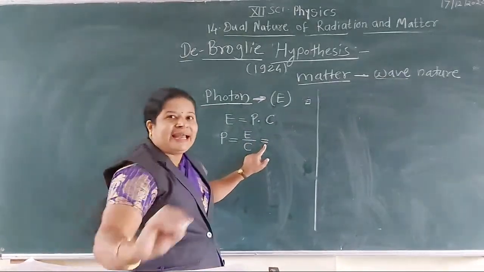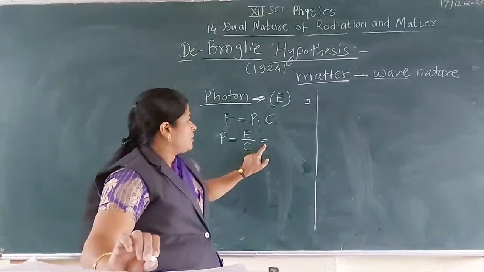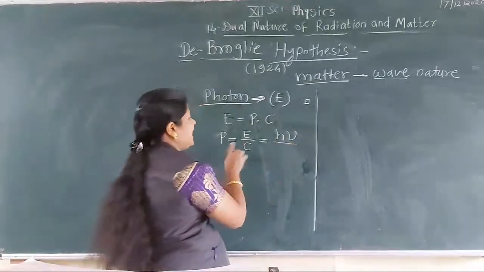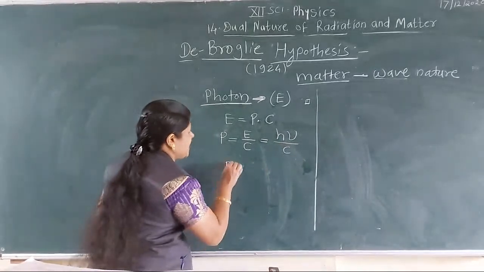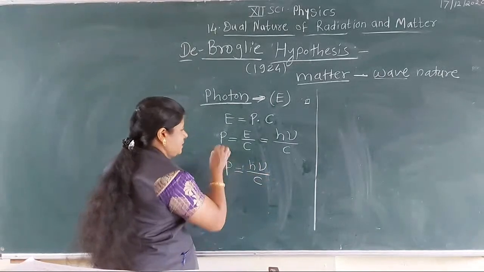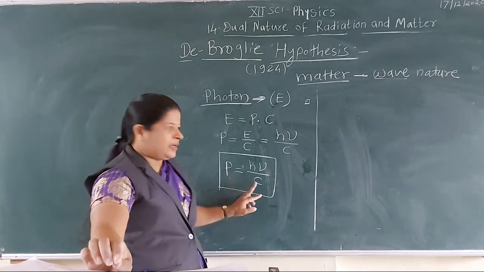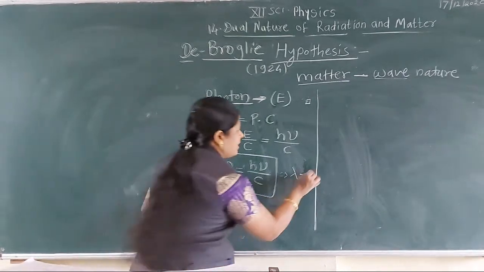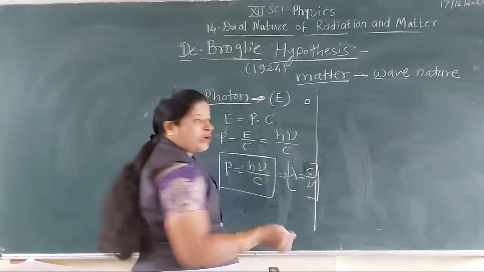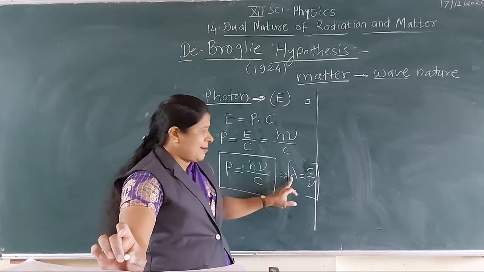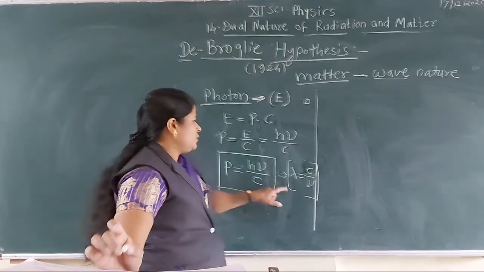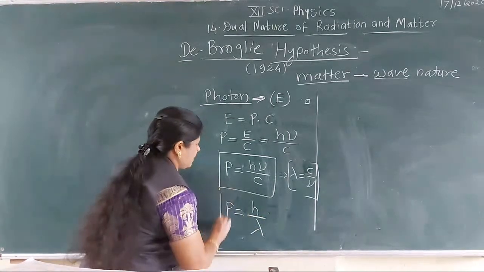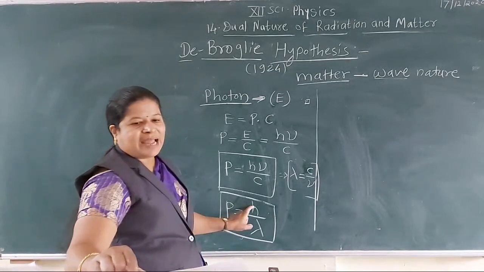In electromagnetic radiation, the equation for energy is E is equal to h nu. We substitute this value in this equation and get h nu divided by c. So P is equal to h nu divided by c. Again, we know that wavelength of the wave lambda is equal to c divided by nu. Substituting this term in this equation, we get P is equal to h divided by lambda.